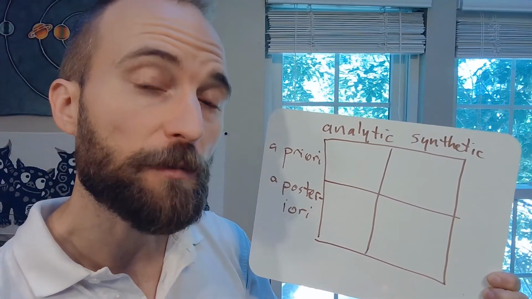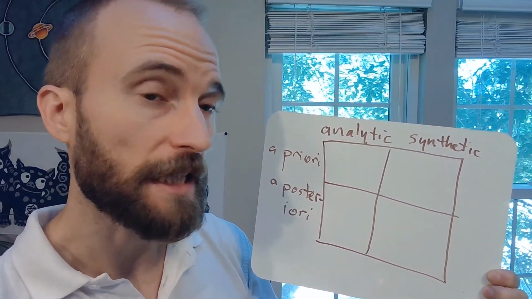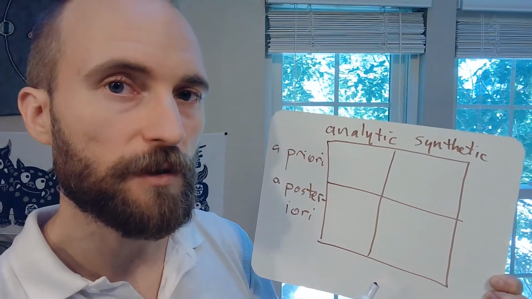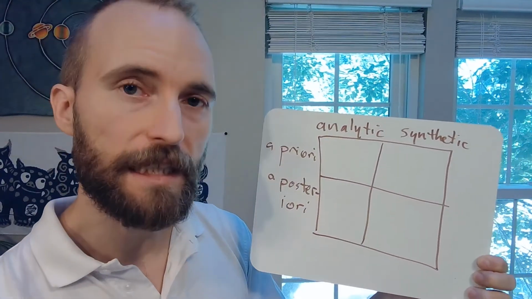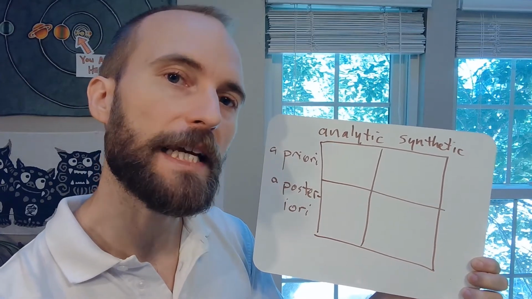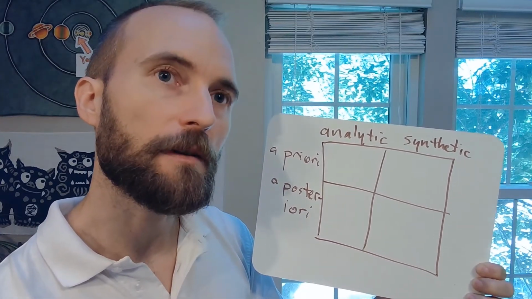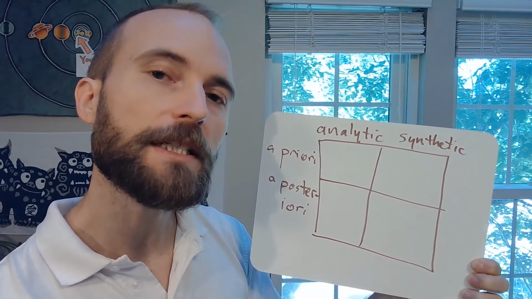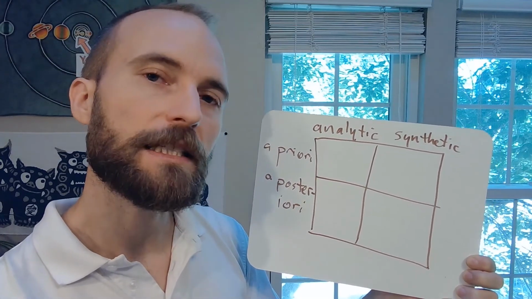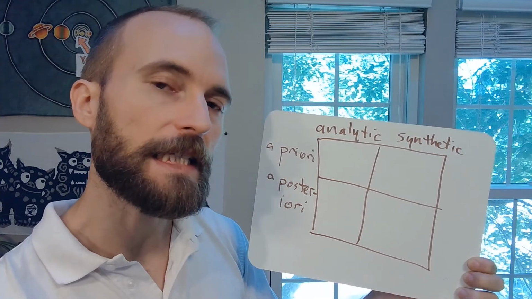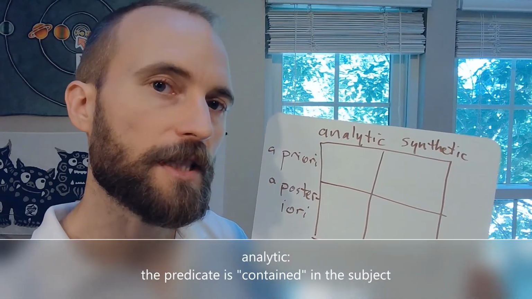Now, examples are going to provide the best way to understand what's happening, but I'm still going to attempt to define them a little bit first, just so that we are on the right track. Analytic is where something can be explained by means of its own definition. And another way that Kant says this is that the predicate is within the subject.